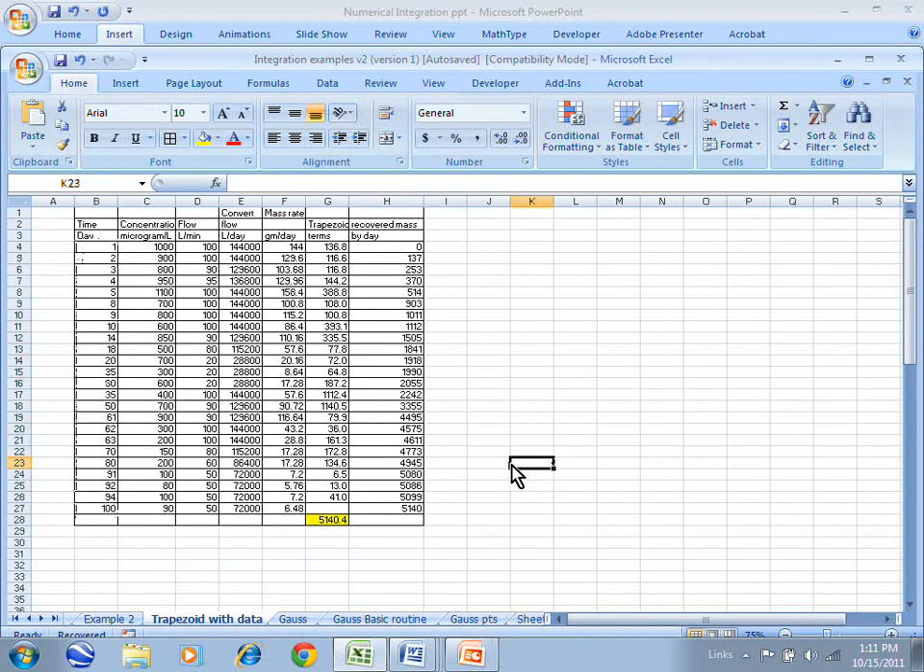And if you look in your notes, you'll see plots of the starting data, the concentration, and the flow rate. You'll also see plots of the mass rate as a function of time and the recovered mass as a function of time. So they were calculated using the approach that I just showed you.